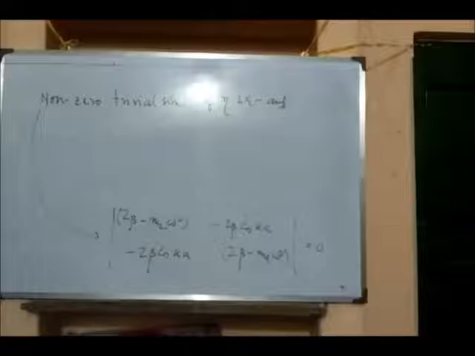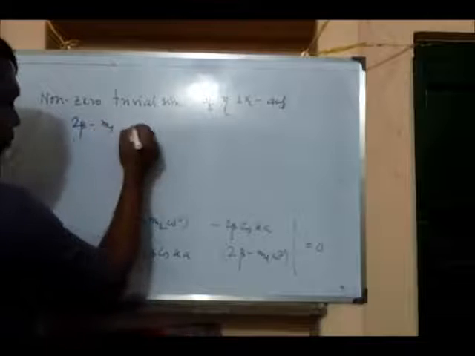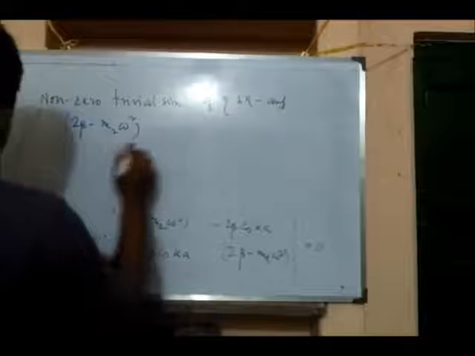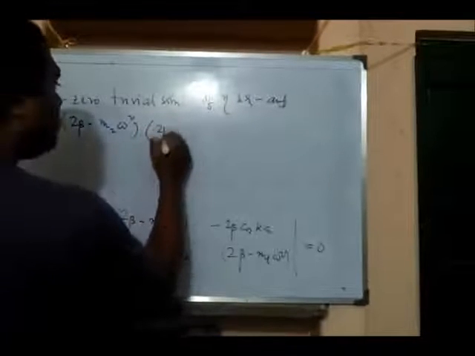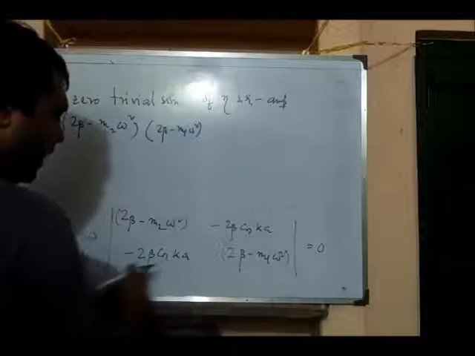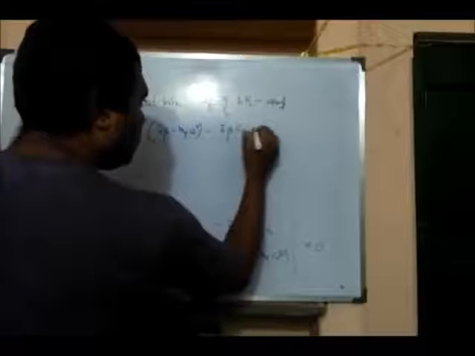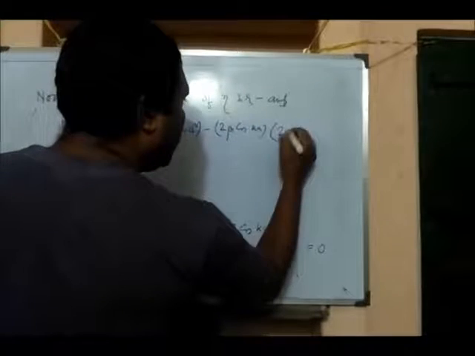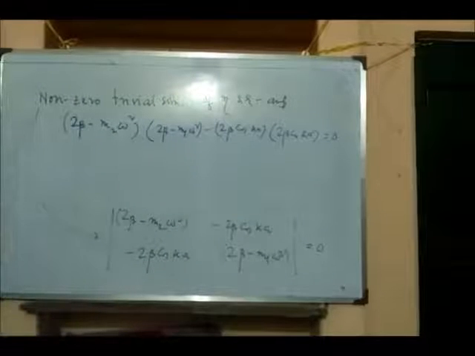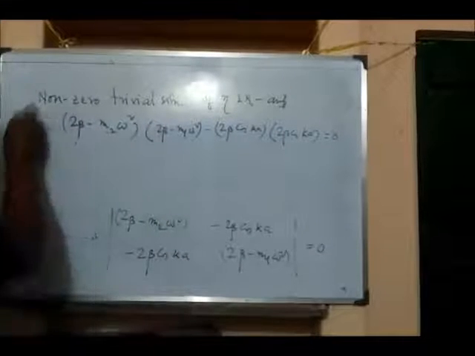So first, simplify this equation, and what you will get: (2 beta minus m1 omega square) into (2 beta minus m2 omega square), and these two terms again minus 2 beta cos Ka and 2 beta cos Ka, equals 0. Right? So from this determinant I can get this.